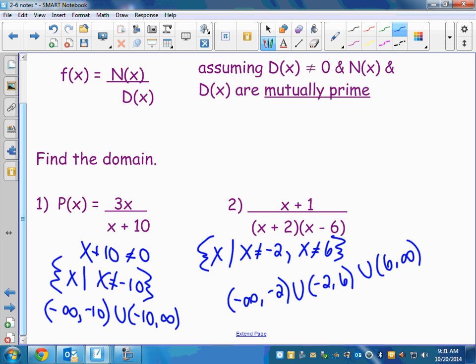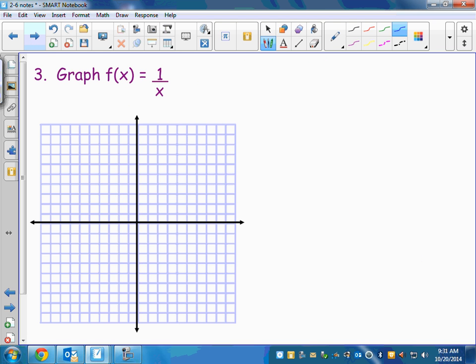It's important to find the domain of these because we're going to be graphing these. And so if you're graphing it, you need to know where the domain is skipping. What's wrong? Just writing nothing down. I wrote something down.